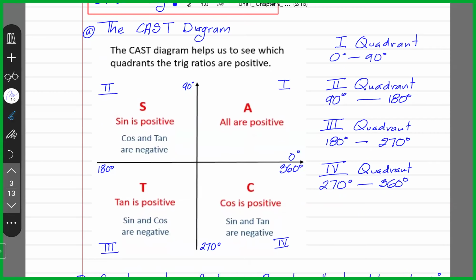When I was in college, UTech was called CAST, which was the College of Arts, Science, and Technology. All right, so that's when I was in college. But separate and apart from that, this is what you call a CAST diagram.